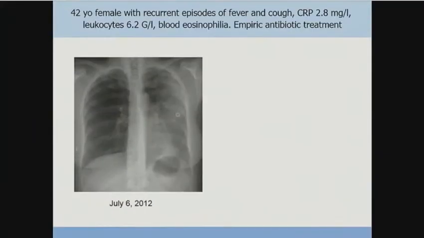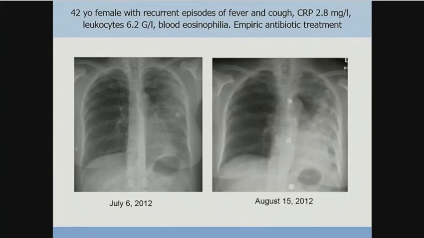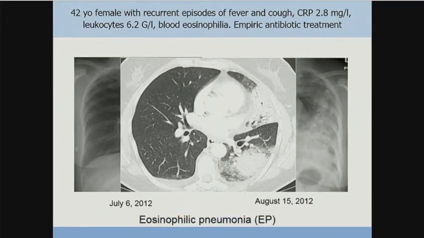And here is another 42-year-old female with recurrent episodes of fever and cough. Her CRP is almost normal, her white cell count is normal, and she has blood eosinophilia. Despite that, she had received antibiotic treatment. This is July 6th. This is August 15 with the abnormality progressing, and this is the CT scan, and that turned out to be eosinophilic pneumonia.